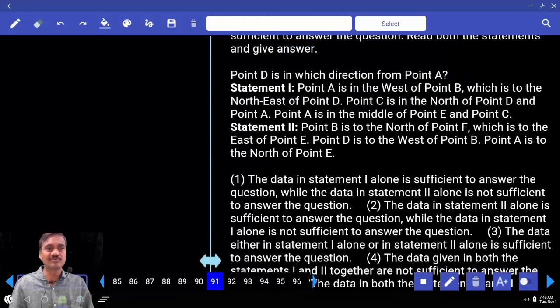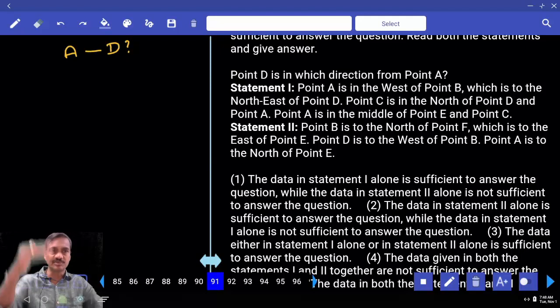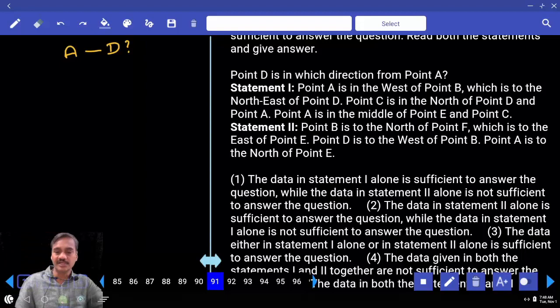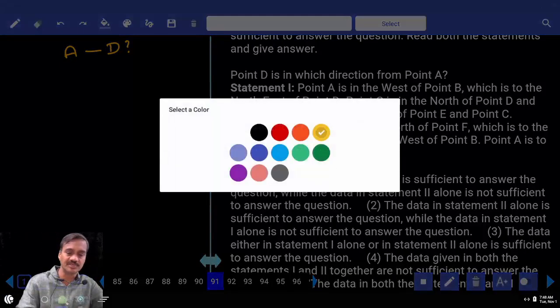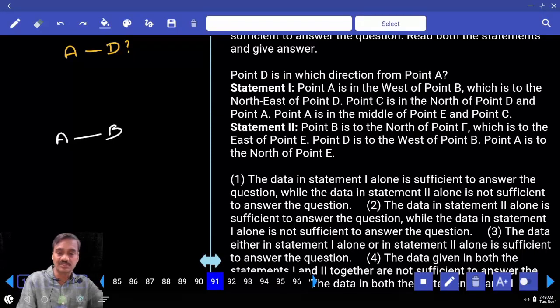Next possibility, where should we go? Directions. Now in this directions, D is in which direction from A? We have to represent the question in this way, because we cannot read the question again for every statement or keep going back and forth. Then A is to the west of B. Now where is A? A is to the west of B. West of B. And B is to the northeast of D.